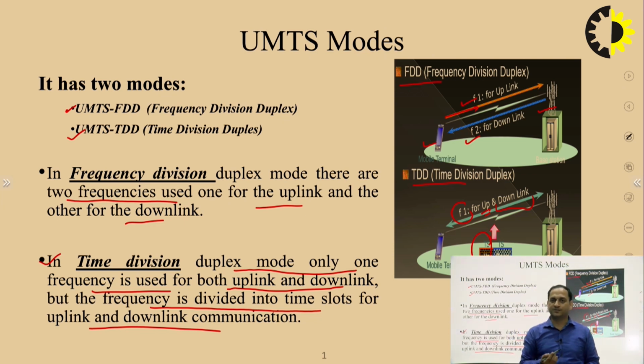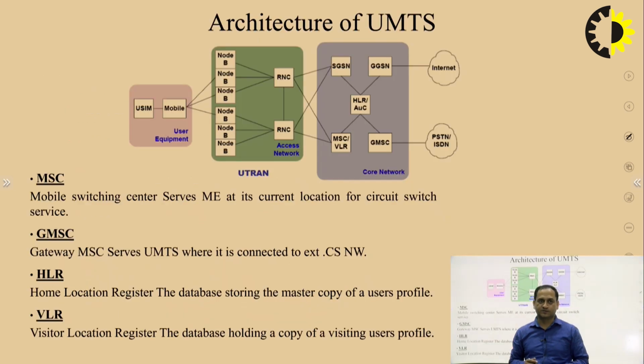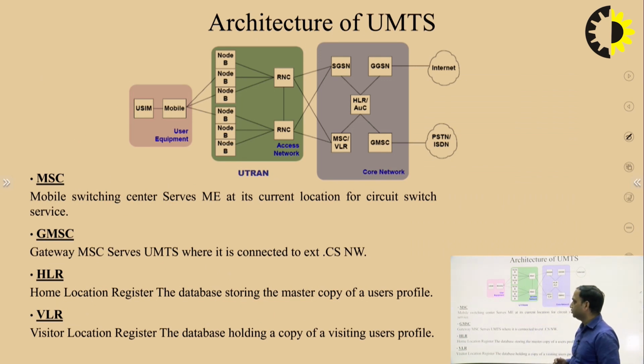So at one time period this frequency will be used for the uplink, and in the second time period this frequency will be used as the downlink, right? So this was the mode of operation of UMTS. So now come to the architecture of the UMTS.